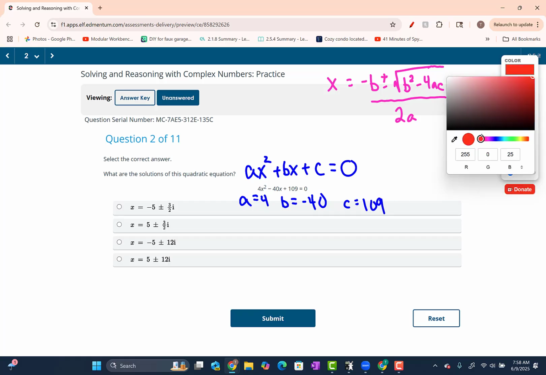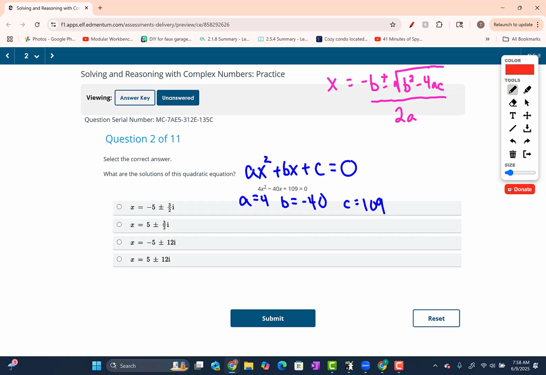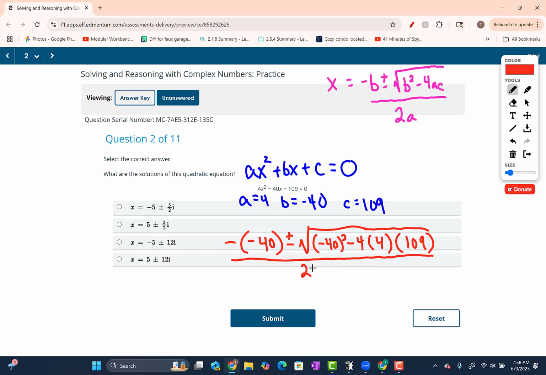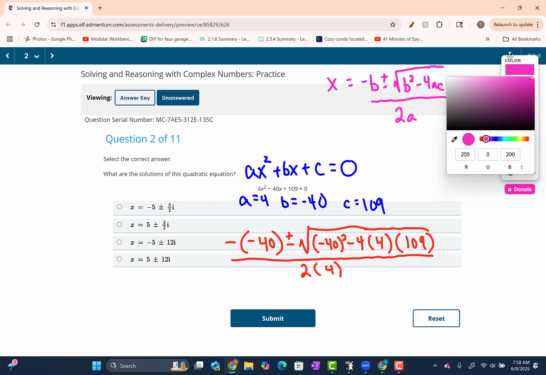Let me switch colors to red. And so negative parenthesis negative 40, again, I'm just starting right here in the quadratic formula, plus or minus the square root, parenthesis negative 40 squared, minus 4, parenthesis a, which is 4, multiplied by parenthesis c, which is 109, all divided by 2a, or all divided by 2, parenthesis 4. So let's just take this one step at a time.